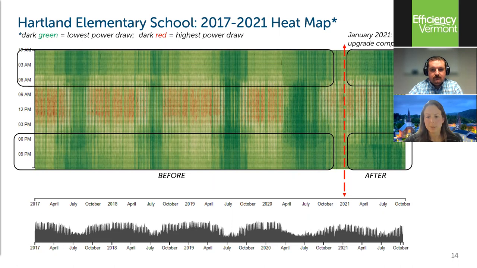And that difference is yellow on the left in the morning and nighttime versus more green on the right, morning and nighttime. So this difference is a direct result of adding and optimizing occupancy schedules for the HVAC system as part of that controls upgrade. And that's where Hartland achieved a majority of their energy savings, that 17% reduction in annual electrical use.